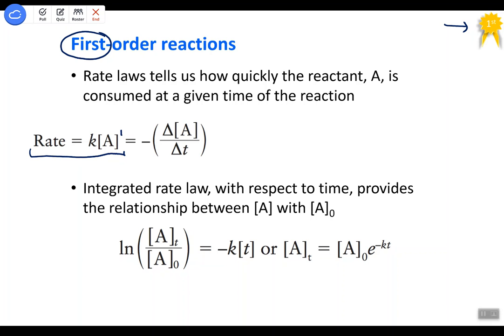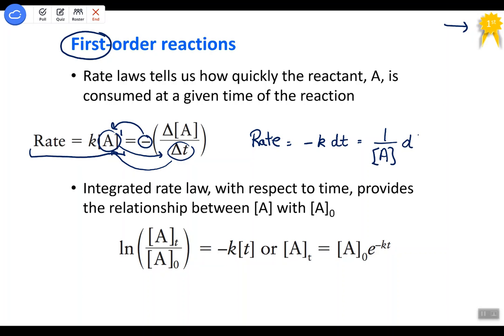Well, this is also equal to the change in concentration of A over the change in time, or negative delta A over time, because rate is a positive value. Now I can rearrange this equation where rate equals k times the concentration of A. I'm going to take this concentration of A and bring it to the denominator, take my delta t and bring it up to the other side, move my negative sign, and I can get negative k delta t, or change in time, is equal to 1 over the concentration of A and the delta A.